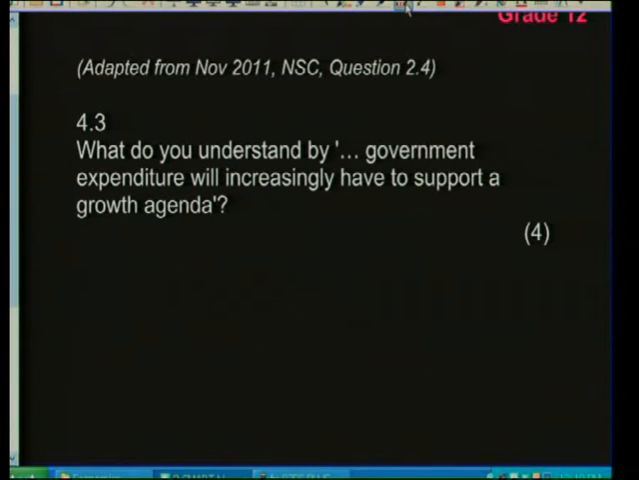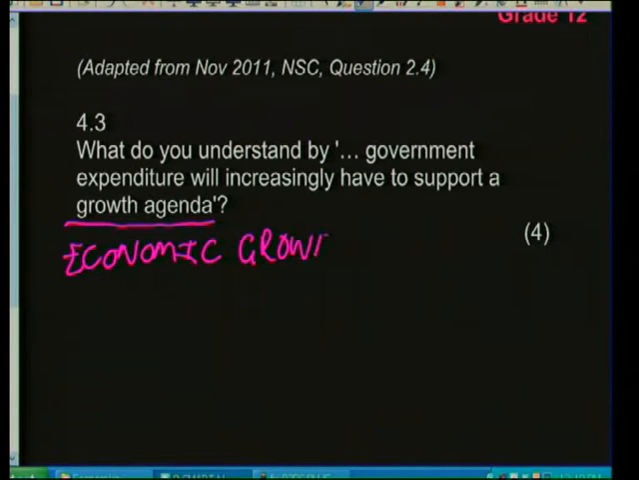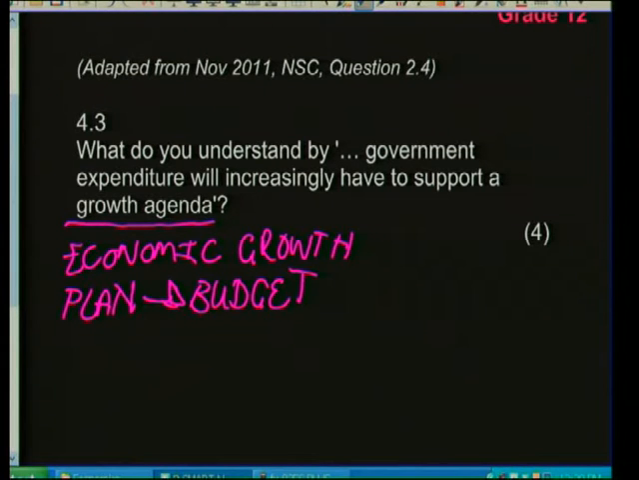Question 4.3. What do you understand by government expenditure will increasingly have to support a growth agenda? The important keywords that I want you to underline in a question like this would be growth agenda. Because when we see the word growth, that refers to economic growth. Agenda means that there needs to be a plan. And the plan in this case is the government's budget. In other words, to achieve economic growth, the government must plan in their budget how they are going to be able to create more job opportunities.